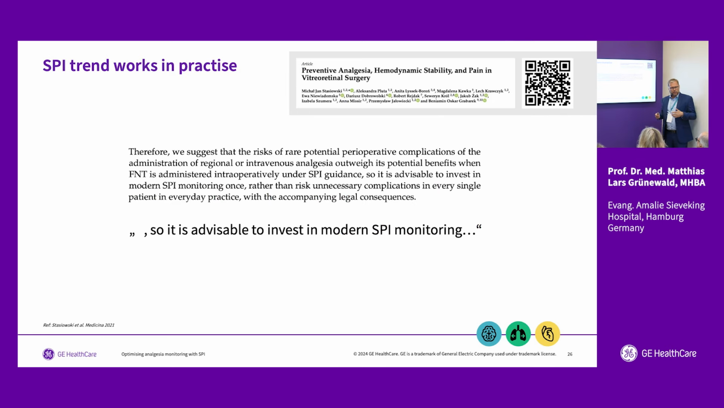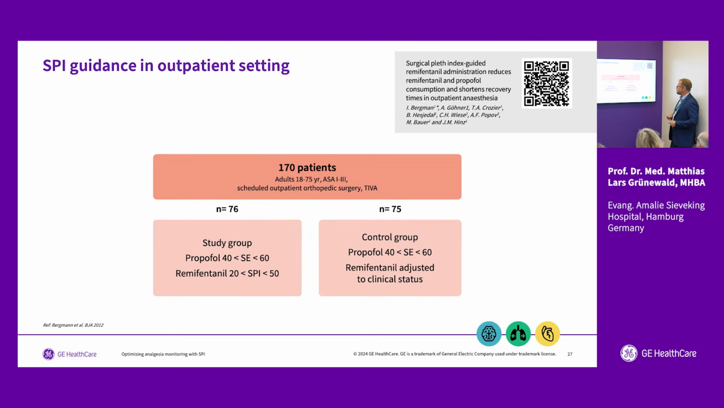They looked at regional anesthesia compared to general anesthesia using SPI, and the authors conclude it is advisable to invest into the SPI monitoring. They were very convinced because they could show that regional anesthesia in this study, they looked at eye surgery, could be avoided because the dosing of fentanyl was so precise by using the surgical pleth index.